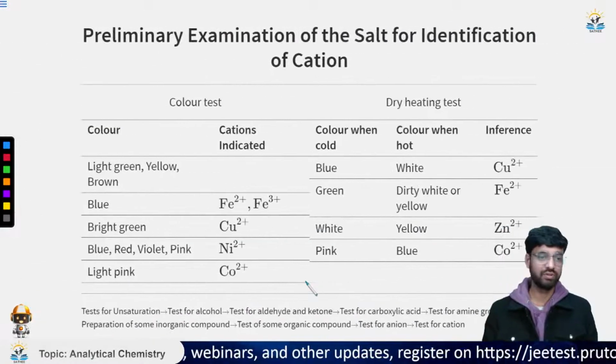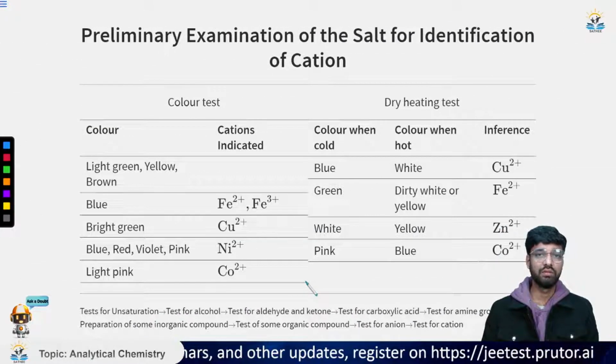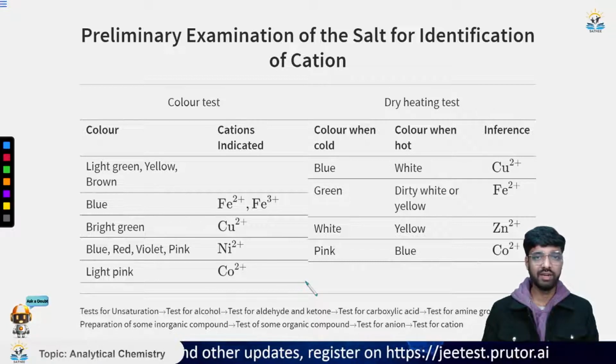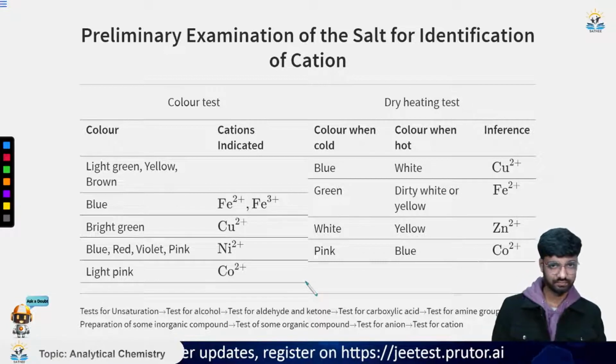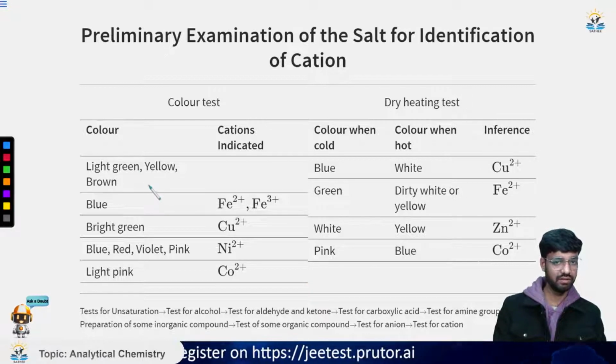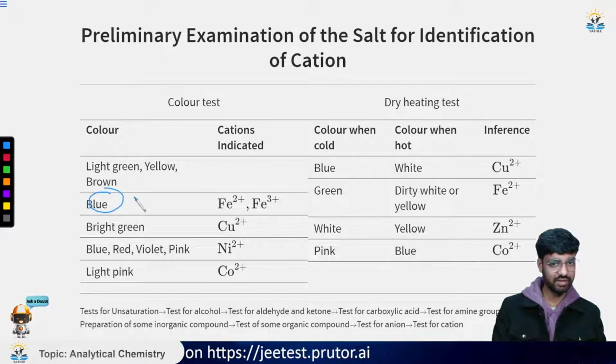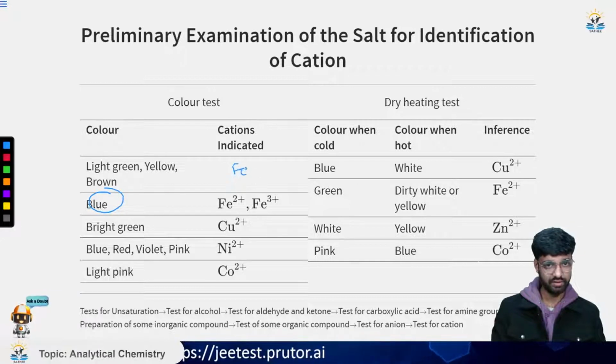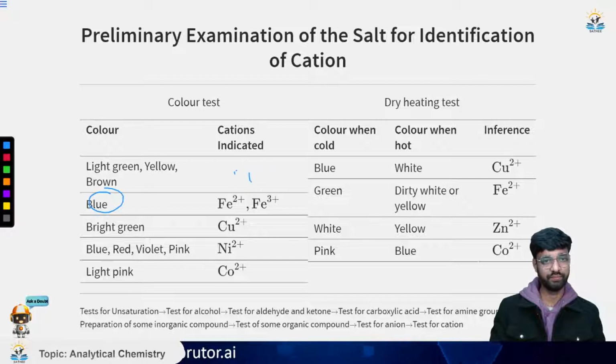Now let us move on to cations. This is the preliminary test for identification. So we have the color test. If it is light blue in color, then it is Fe2+. Sorry, this is for Fe2+. Fe3+ will not be present here, or maybe present.